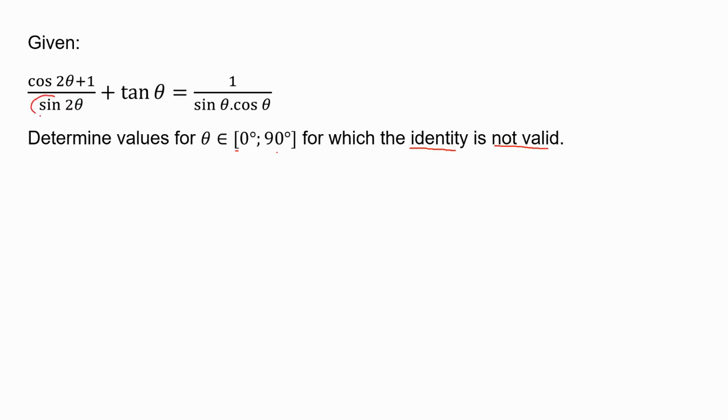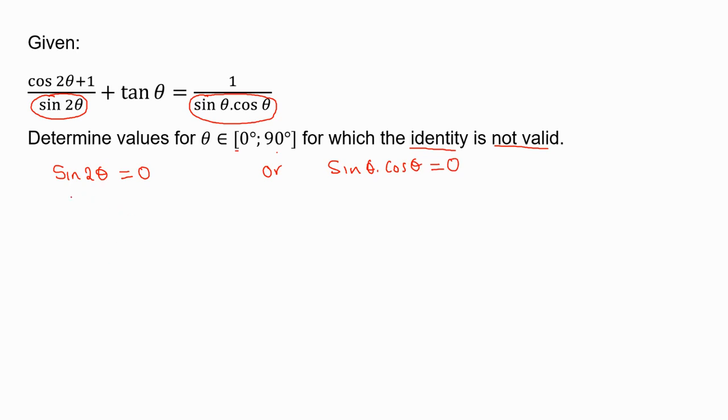So if sine 2 theta is equal to 0 or sine theta cos theta is equal to 0. Don't worry about anything else. Just concentrate on the denominators. So this identity is going to be not valid if sine 2 theta is equal to 0 or sine theta times cos theta is equal to 0. Okay, right, and then here we can find our angle.